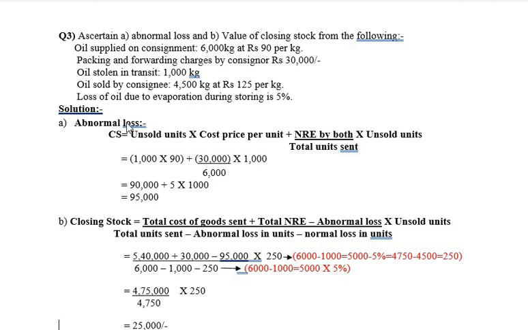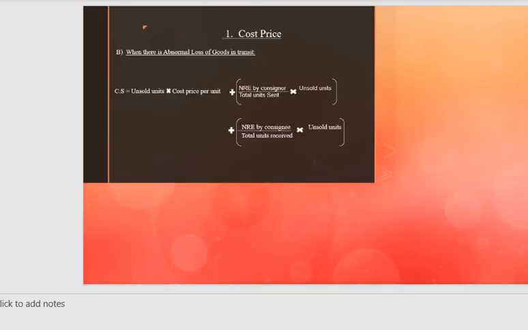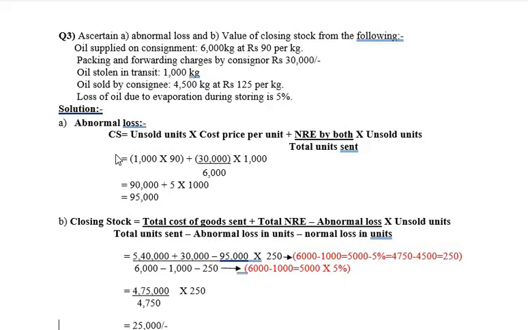So let's calculate abnormal loss. Abnormal loss is equal to consignment stock, the way I told you in the previous question. So put that formula. Consignment stock is equal to unsold units into cost price per unit plus non-recurring expenses by both consignor as well as consignee divided by total units sent into unsold units. Now how much is the unsold units? Unsold units is 1000, because they were stolen. 6000 was the total consignment. Out of that 1000 were stolen and 4500 were sold by the consignee. The remaining balance was evaporation, 5% normal loss.